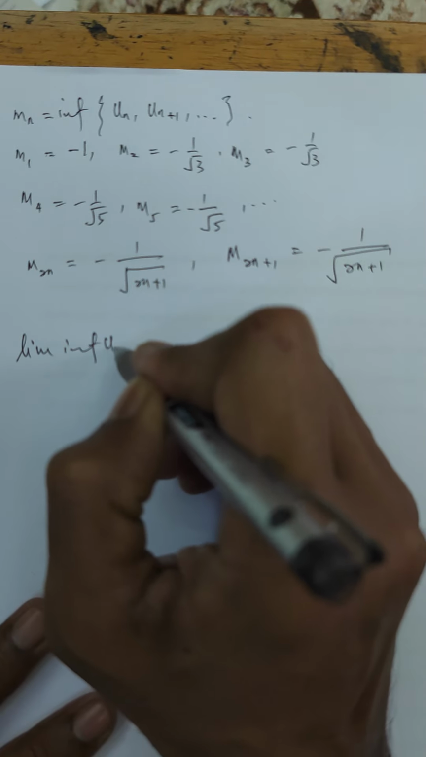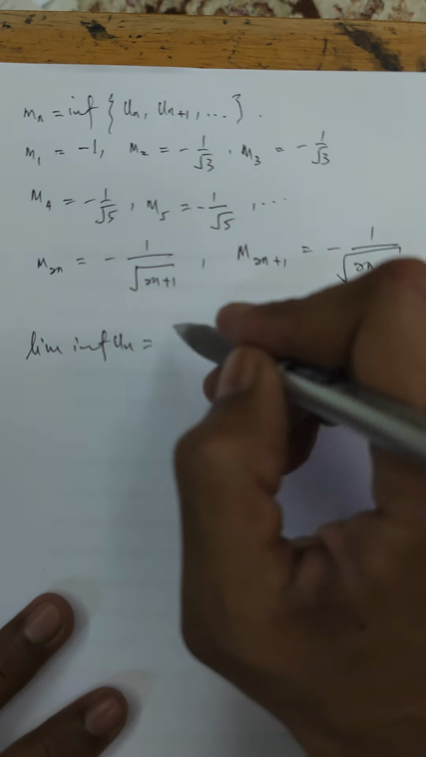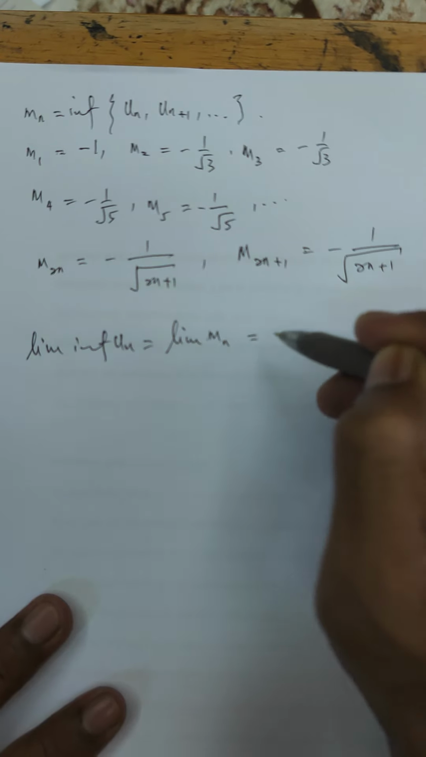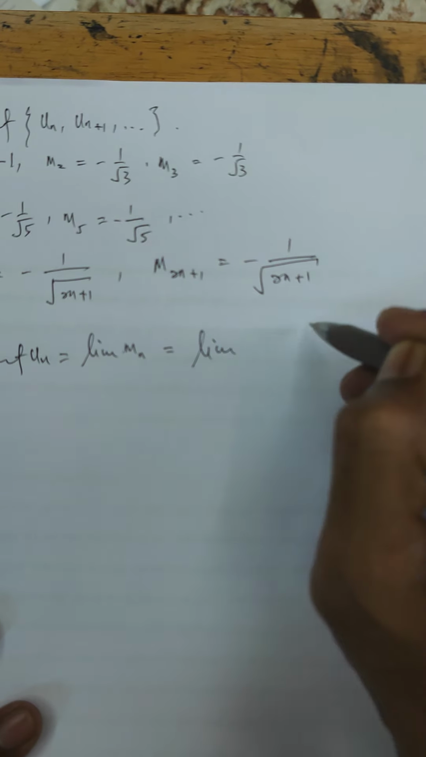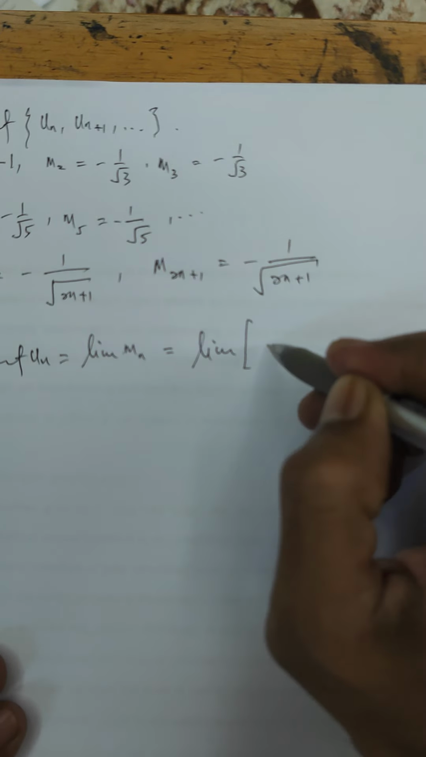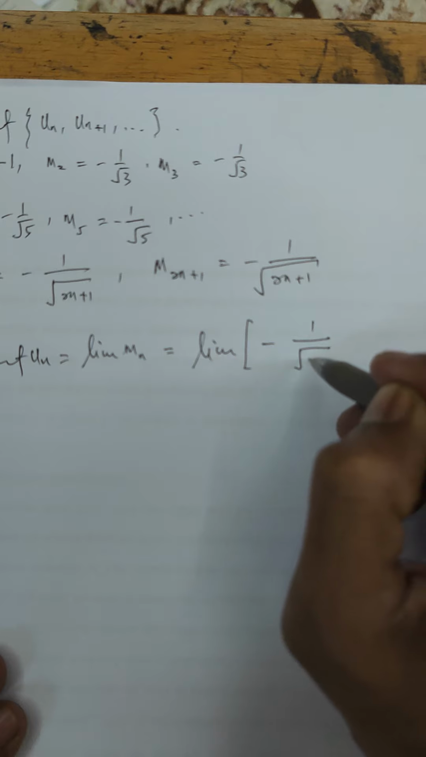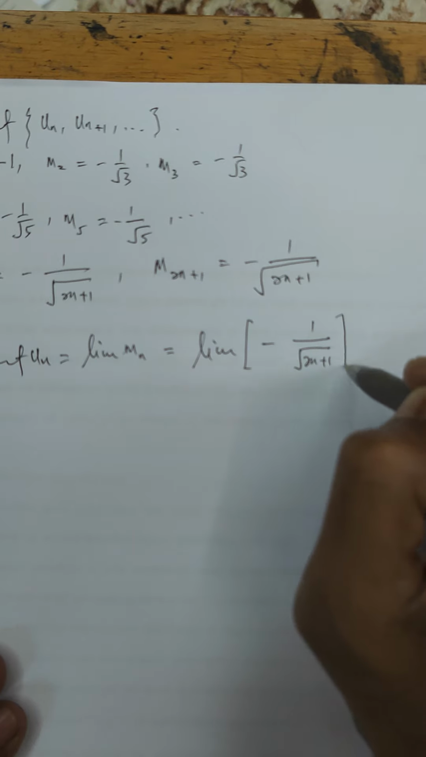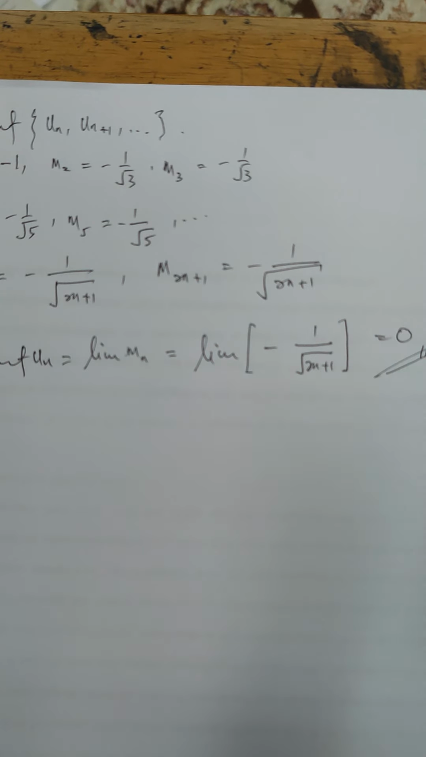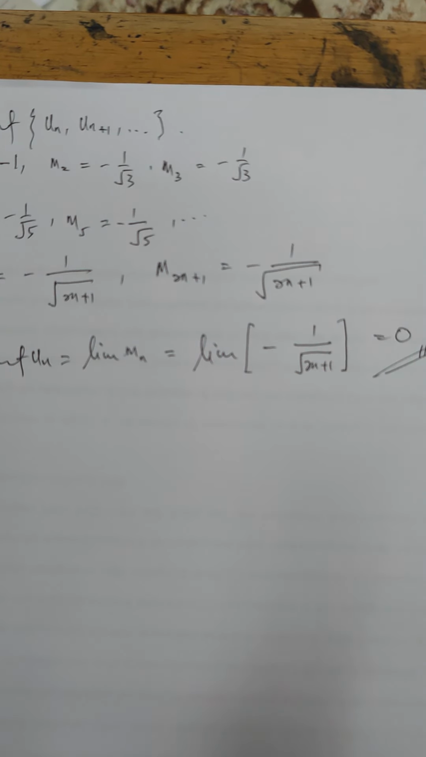Therefore, you can find the liminf of un. This is the limit of mn, which is the limit of negative 1 over √(2n plus 1), and that gives you 0. So we now have the limsup is 0, as well as the liminf also 0.